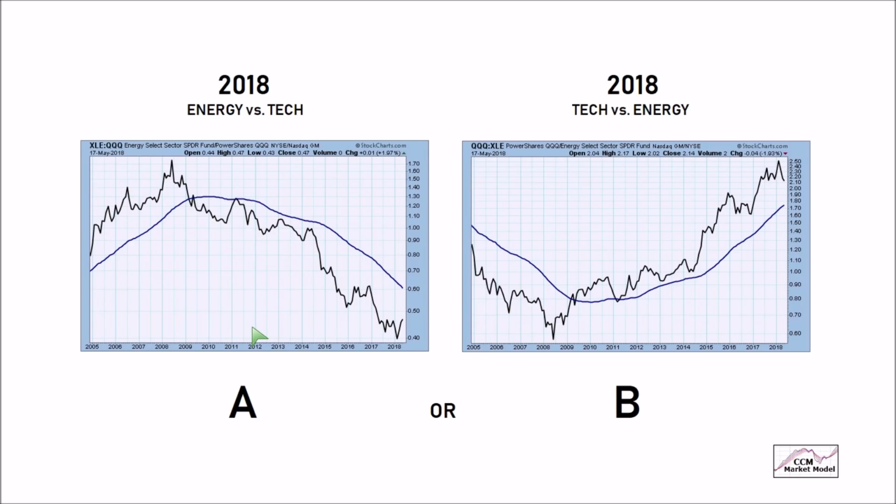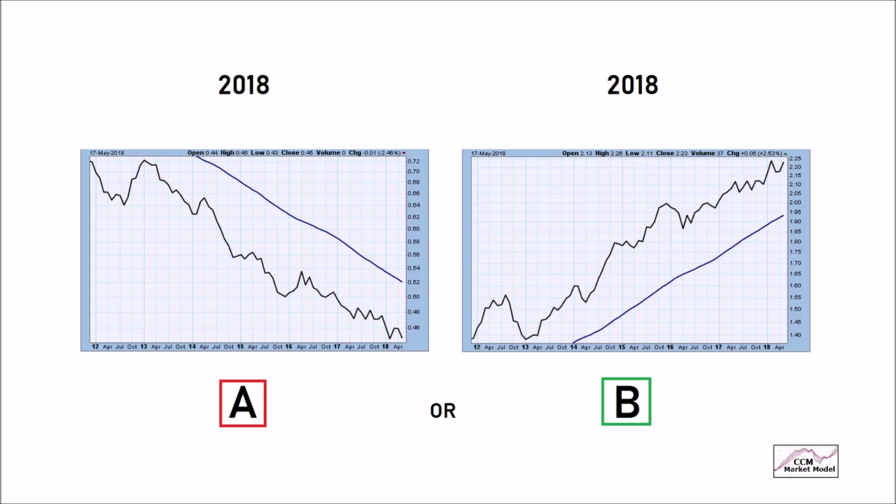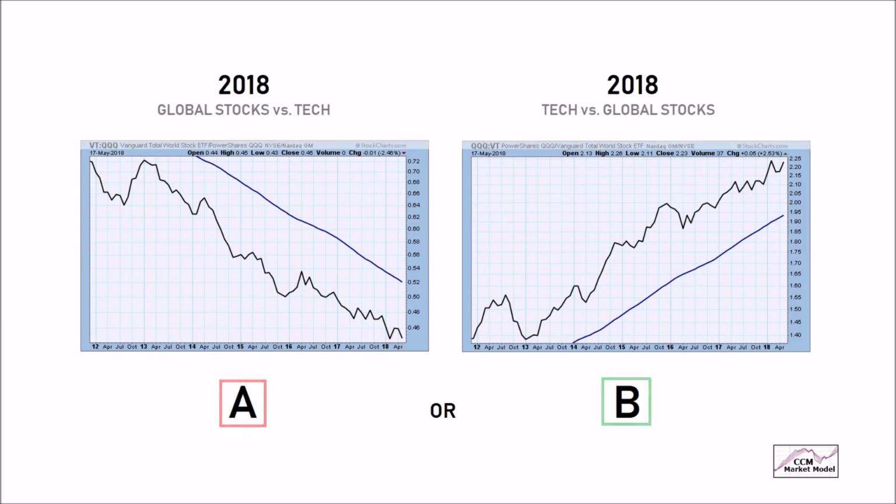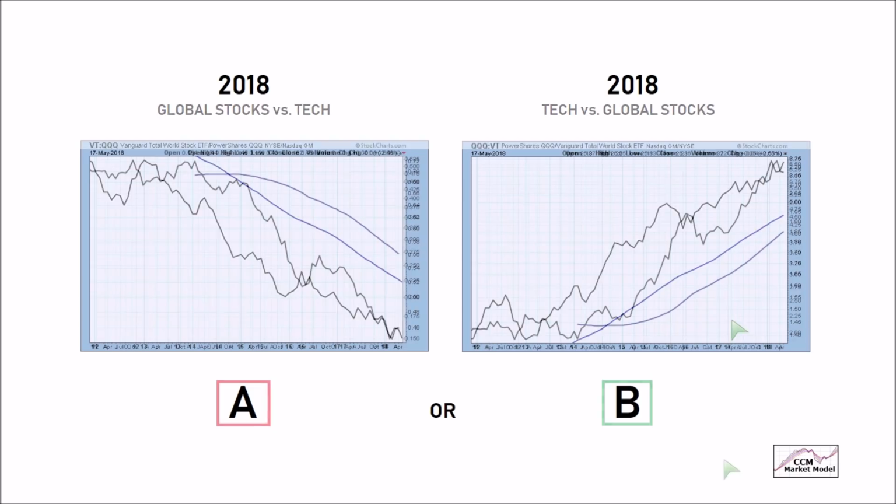The purpose of the exercise: energy still has work to do relative to the triple Qs on a very long-term time frame. Next set of charts, let's add the symbols back. On the left side, we have global stocks relative to the triple Qs. On the right side, we invert it. We have the triple Qs relative to global stocks. From a long-term perspective, the trends in the charts speak for themselves.